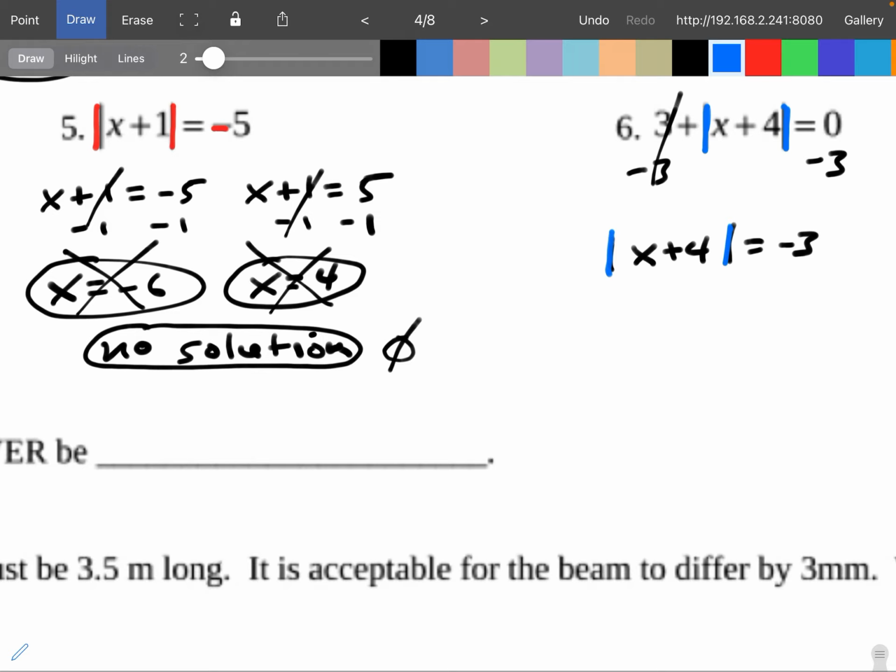Is the absolute value over here all by itself? Yes. Is it equal to a negative number? Yeah. So what do you know? It's no solution. Good. That's good, Ryan. As soon as you see the absolute value all by itself and you see that negative number on the other side of the equal sign, then you know right away you can just write no solution.